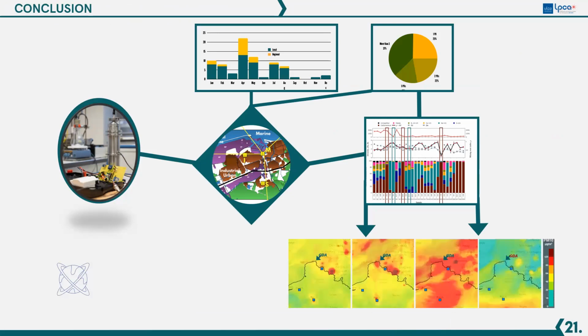With the mixing state index, we can also discriminate local pollution from regional pollution by associating an external mixing to local pollution and internal mixing to regional pollution.